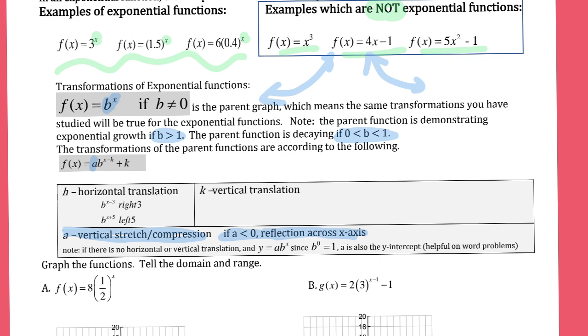If you want to shift it left or right, that's going to be the h value, the value by the x. Okay, again, if you have x minus 3, it's going to go right 3. If it's x plus 5, it's going to go left 5. So adding and subtracting to the x coordinate, which is going to be in the exponent, will shift it left or right. And then, of course, the vertical component: if you add or subtract to the function, which is going to be b to the x, it's going to be shifted up or down. Okay? So there are other things we can do to it, but those are the primary things.